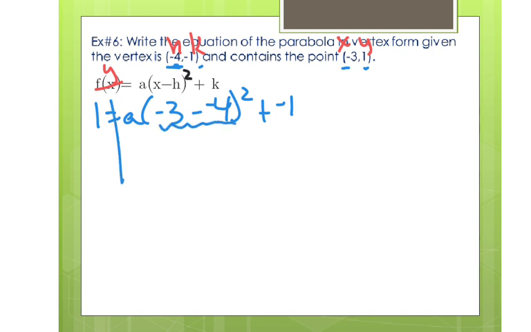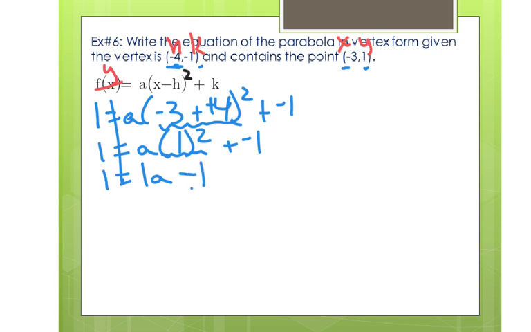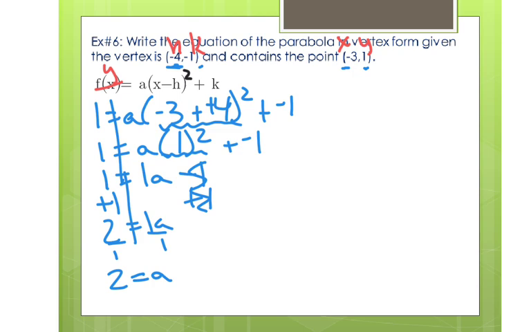So we're going to start inside our parenthesis. -3 minus -4, that's the same thing as adding 4. So that becomes 1. So we're going to have a times 1 squared plus -1 equals 1. Then 1 squared, 1 times 1 is just 1, a. Bring down that plus -1, but I'm going to make it -1 equals 1. Then we'll add 1 to each side. 1 plus 1 is 2 equals 1a. Divide by 1 and 2 equals a.